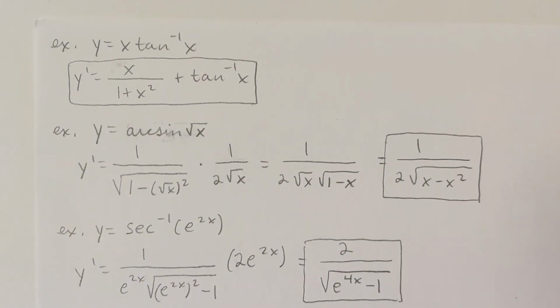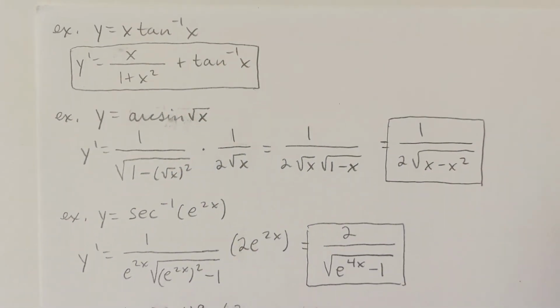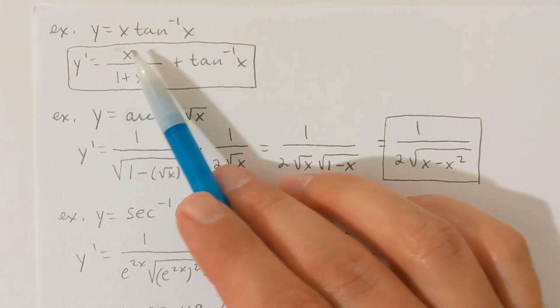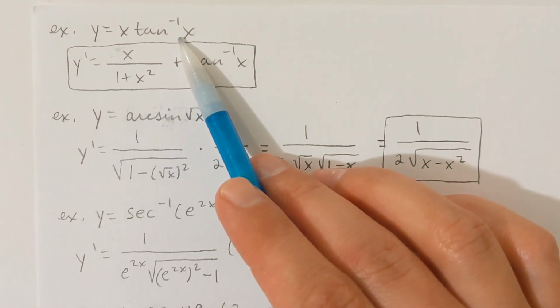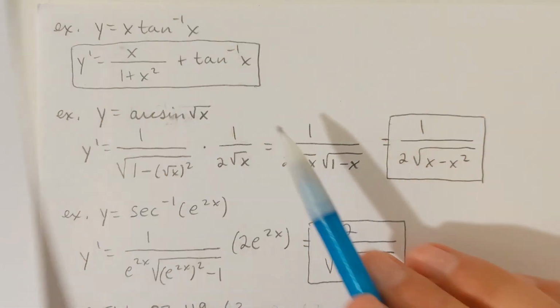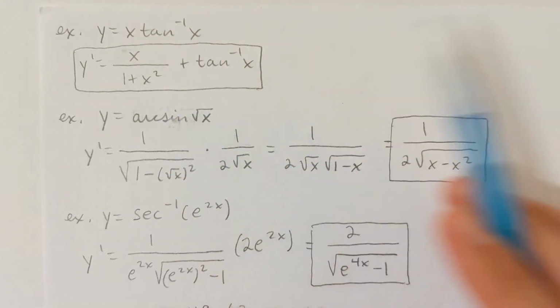So what if we want to find the derivative of y equals x times tangent inverse of x? Well, that's going to be a product rule, right? So first is x times the derivative of the second. Derivative of tangent inverse of x is 1 over 1 plus x squared. And then plus the second, that's tangent inverse of x, times the derivative of the first. Derivative of x is 1.